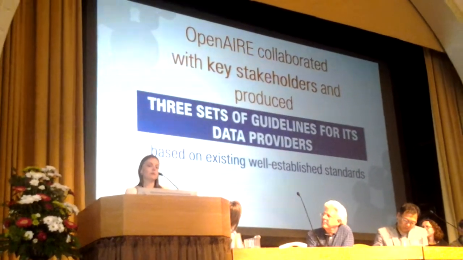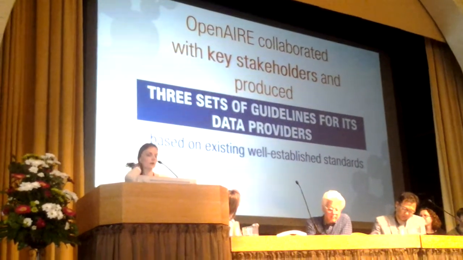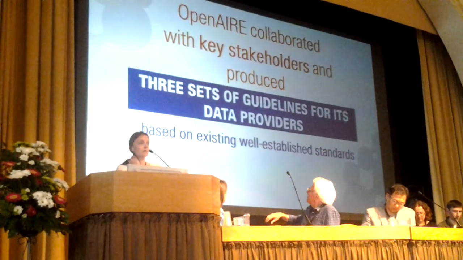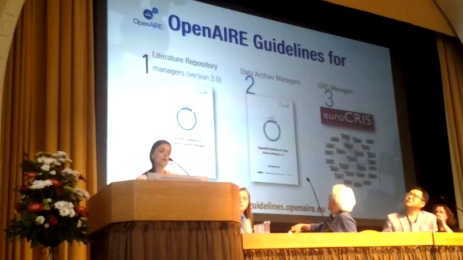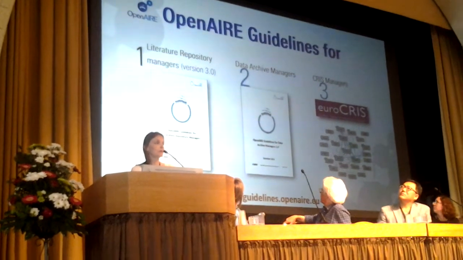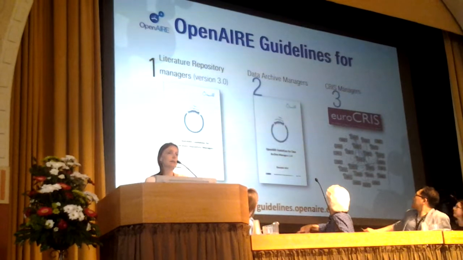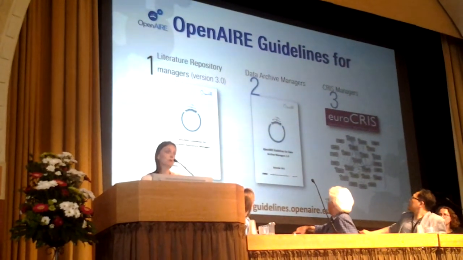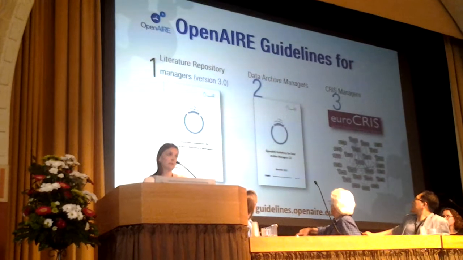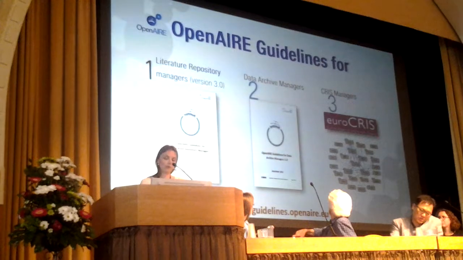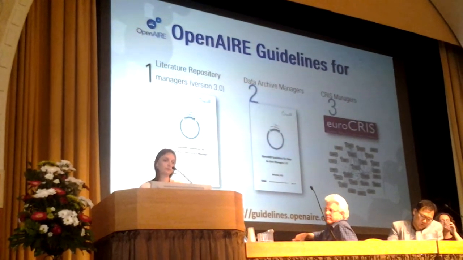So we have collaborated and over the years produced a set of guidelines, mainly for publication guidelines, but now we've produced 3 sets of guidelines, and I'll explain them to you. And we've worked closely with the big players in the field and well-established standards. That's the key thing to mention. And we have 3 guidelines. The literature guidelines, which many of you will be familiar with, it's now version 3.0. We have data guidelines for data managers who run data repositories who want to expose metadata, and we're gathering the metadata about these data repositories. And the CRIS guidelines for CRIS managers as well, we're harvesting information from CRIS repositories.